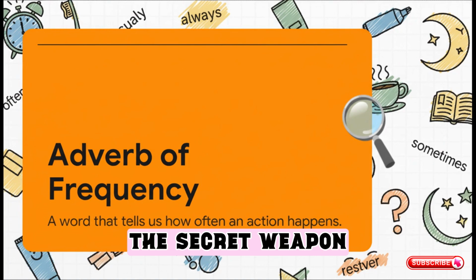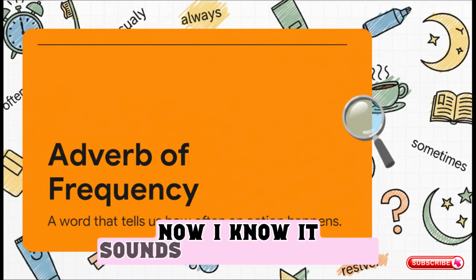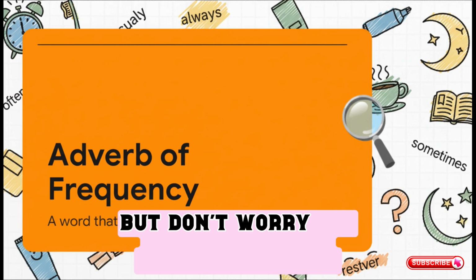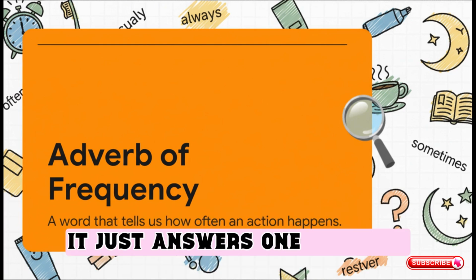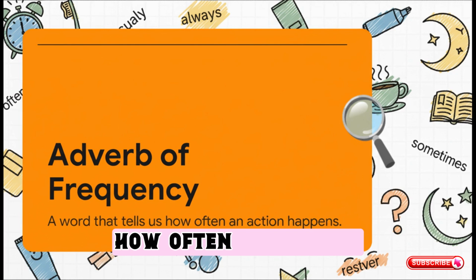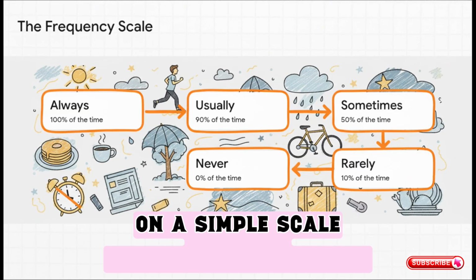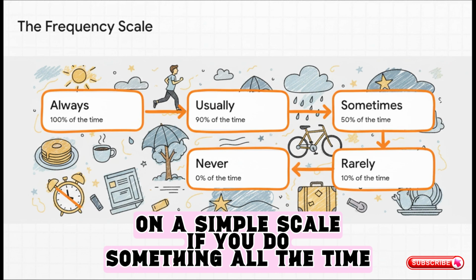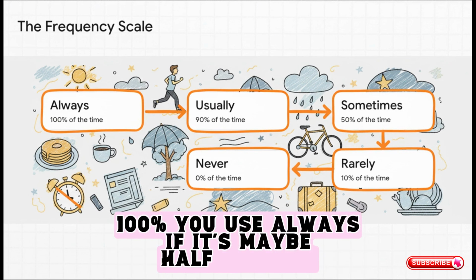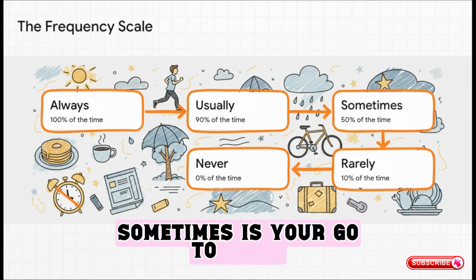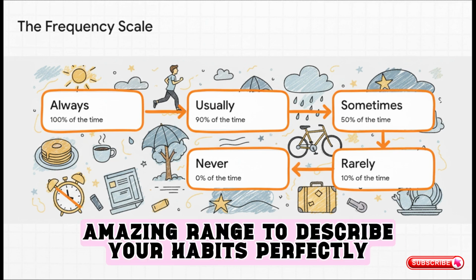The secret weapon here is something called an adverb of frequency. Now, I know, it sounds super technical, but don't worry. The idea is actually incredibly simple. It just answers one question: how often? I love this because it just lays it all out for you on a simple scale. If you do something all the time, 100%, you use always. If it's maybe half the time, sometimes is your go-to word. This gives you this amazing range to describe your habits perfectly.